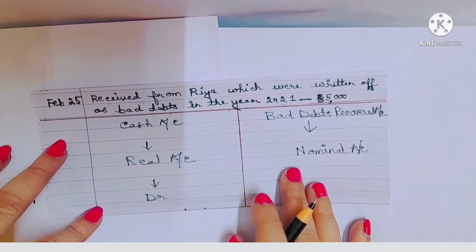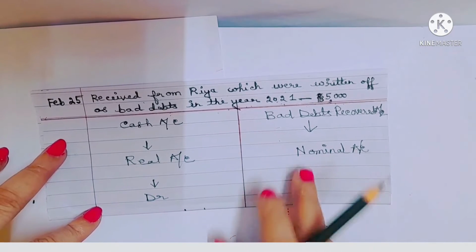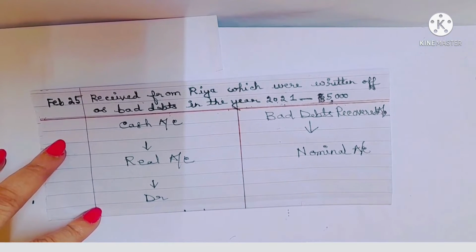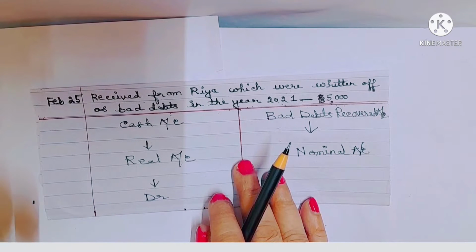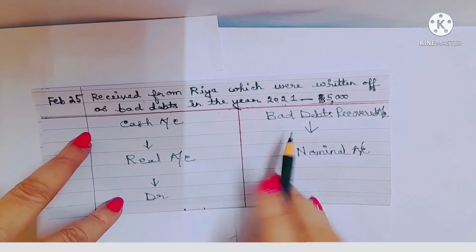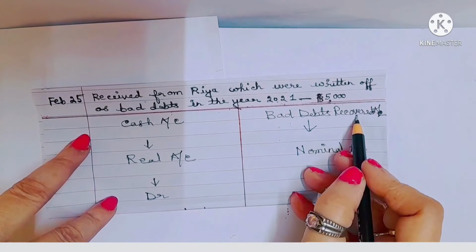What is bad debts recovered account? First we should know what it is. Sometimes it so happens that the bad debts previously written off as bad or considered uncollectible from the customer are subsequently recovered from the customer. So this is known as bad debts recovered account.